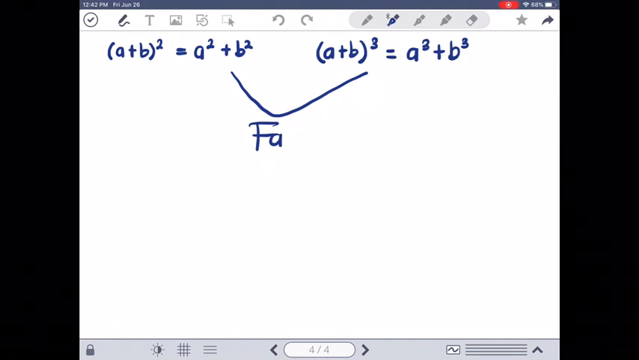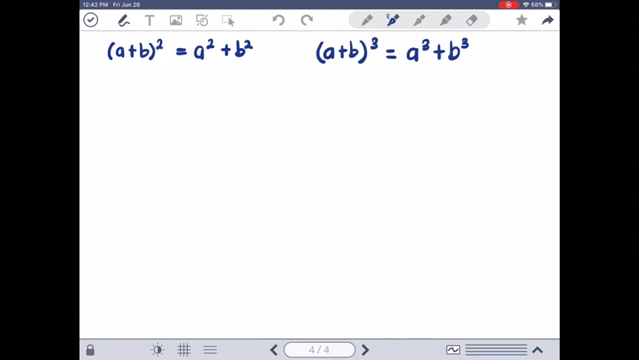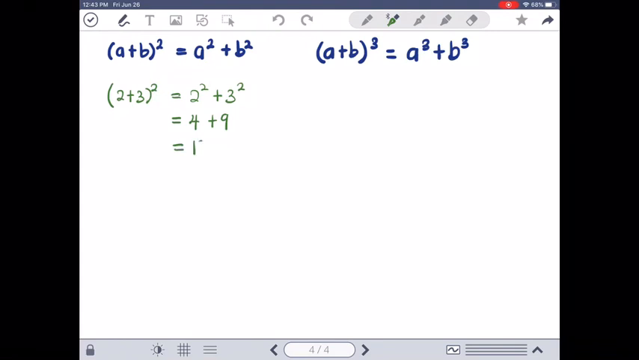Why? Let's have a look. Say we have A plus B squared. Say we substitute as 2 plus 3 squared. So equals to 2 squared plus 3 squared, which is just equals to 4 plus 9, which is just equals to 13. This is directly by using that assumption.